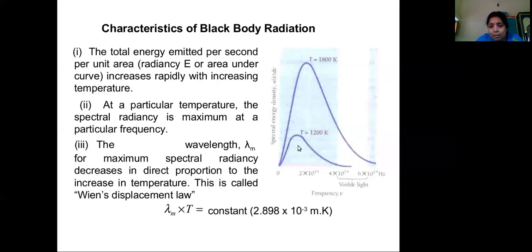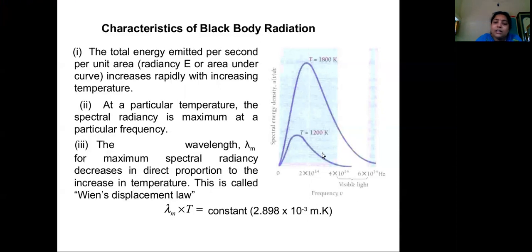We see that the nu m value shifts towards the right if we plot u nu versus nu, the frequency. Similarly, if you talk in terms of the wavelength lambda, we will see in the next page that lambda m shifts towards the left. That means the lambda m value decreases if you increase the temperature. As a result, lambda m into T is constant. It is known as Wien's displacement law.